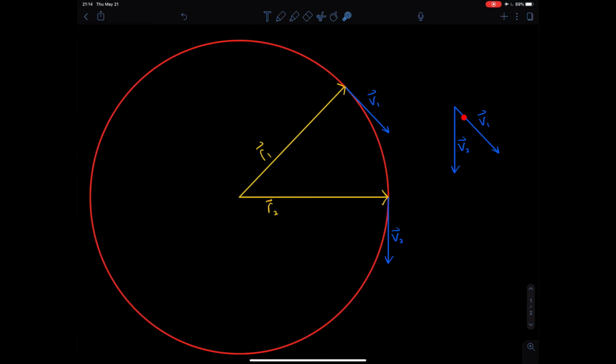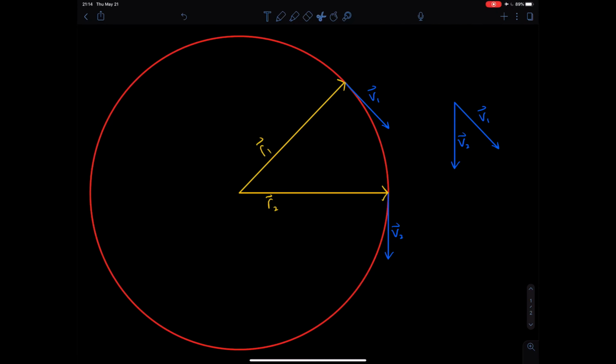So we want to know more about these angles, the angle between our velocity vectors and the angle between our position vectors. And in order to get some more information about that, we're going to make a copy of this entire picture here and move down to a new page.